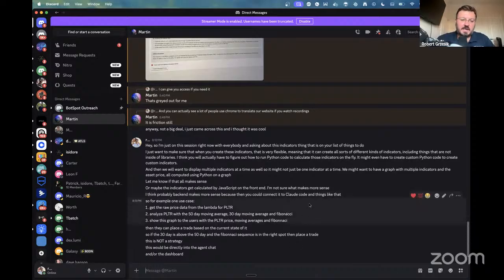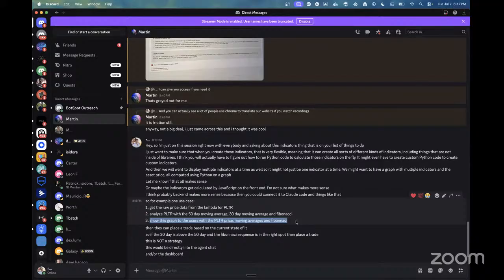So I guess the gist of it is, this is what I'm thinking: it would get the raw price data for Palantir, and then we would have something that calculates all these different things for you, like the 50-day moving average, the 30-day moving average, and Fibonacci. You want to do all those, right? Yeah. And then we would show this graph to you so you could see it, and our agent would be able to read that graph and say whether we should buy or not. Right, it's going to buy and sell based on the slope.